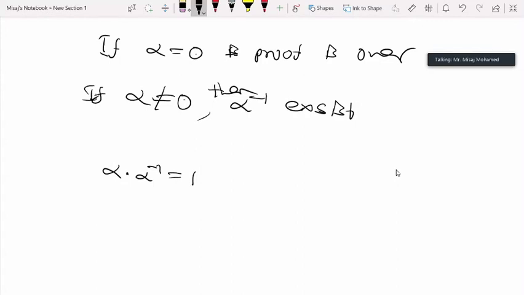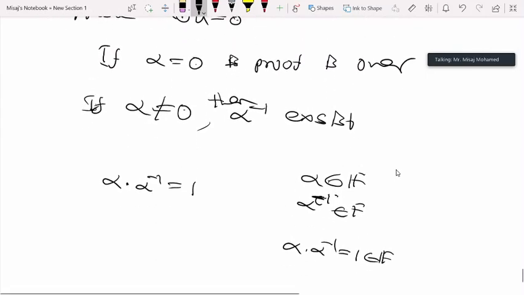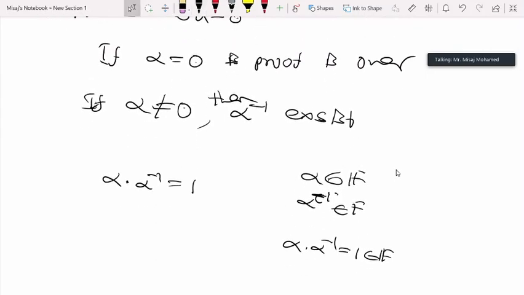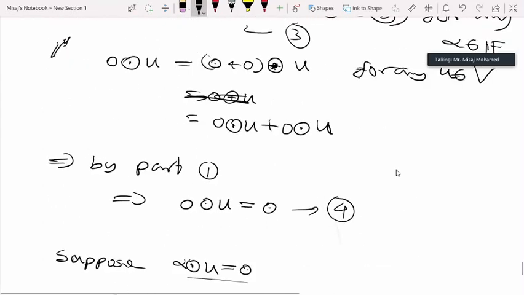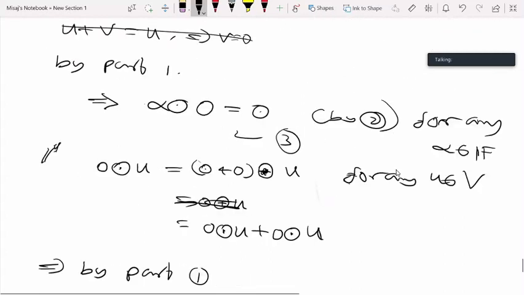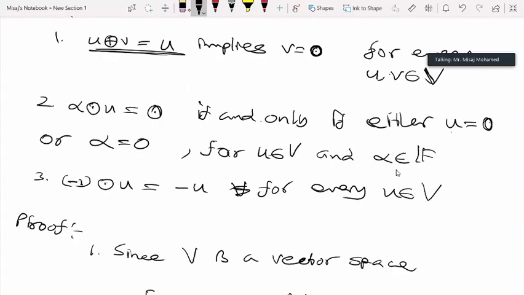Alpha inverse means in scalar. Alpha is in F means alpha inverse is also in F. So alpha into alpha inverse is 1. This is the identity of the scalar, the identity of the field F. So if alpha is 0, then the proof is over. That is given in part 2. So we have proved that this is 0 if and only if either u is 0 or alpha is 0.